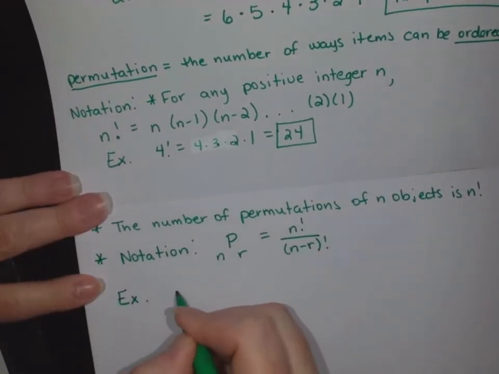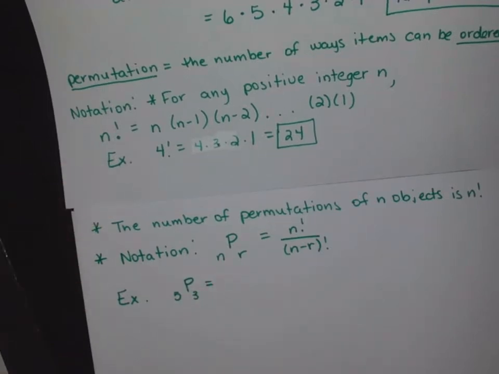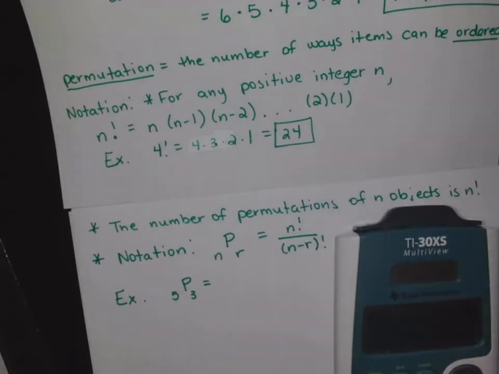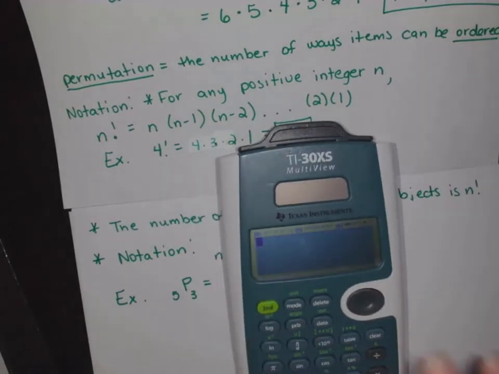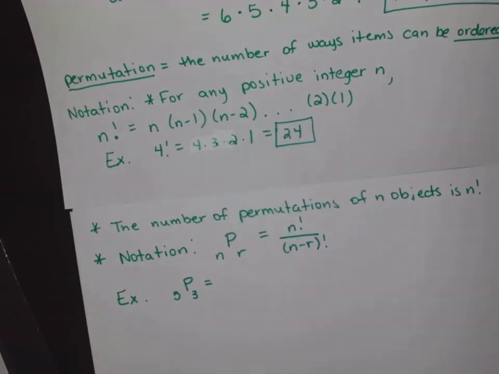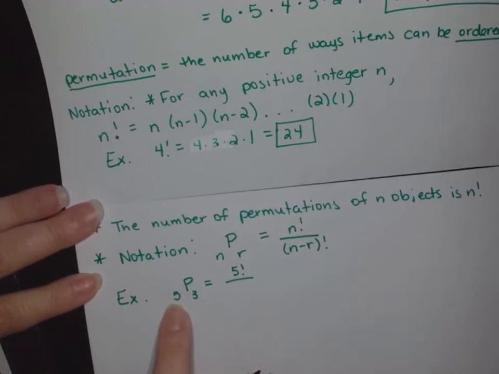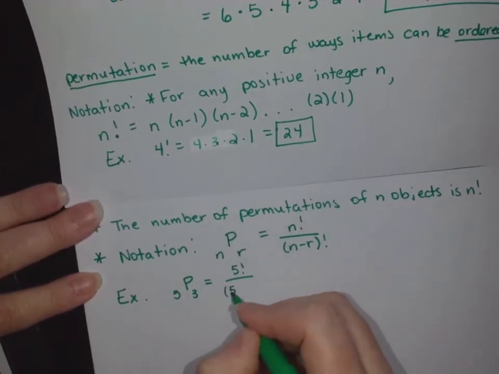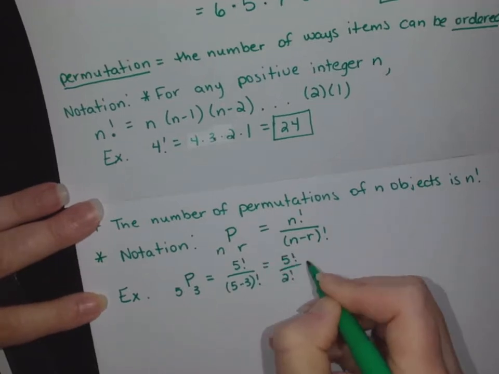So if I told you 5 permutation 3, by the way, on your calculator, how you will enter that in is just literally read it from left to right. So you would do 5 and then go to your PRB, and then you will choose the first one, and then you will say 3. Literally you will do it in the order that it reads from left to right. But this would actually be 5 factorial, because you take the first number factorial over the difference between the two of them factorial. So this is basically 5 factorial over 2 factorial.